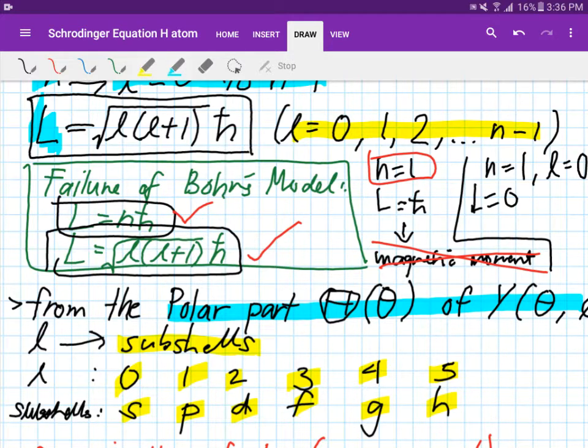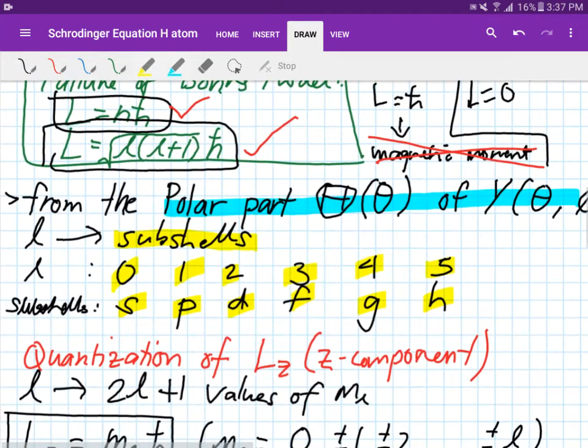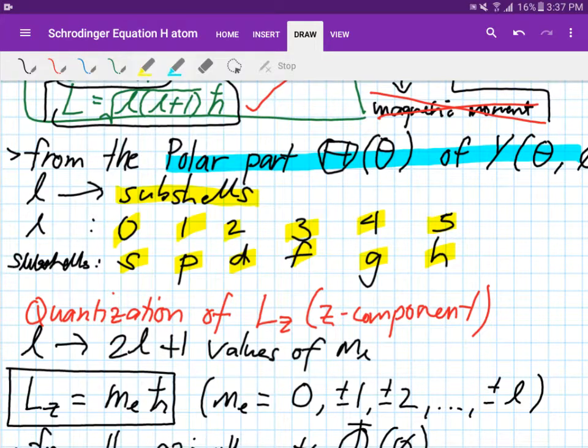Okay, so now we have quantum numbers n and l. For the last quantum number arising from the solution of Schrodinger's equation, we have the magnetic quantum number, m sub l. The magnetic quantum number is limited by the values of our orbital angular quantum number. So it ranges over 2 times l plus 1 values.